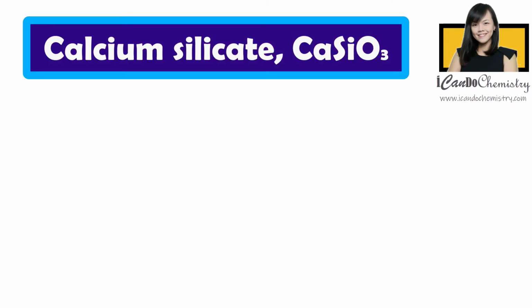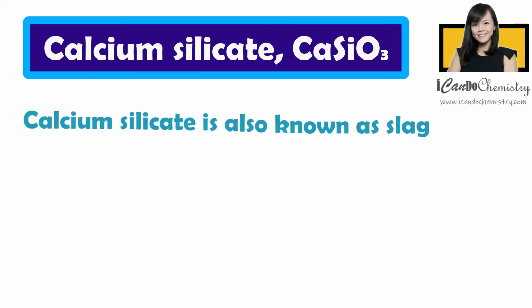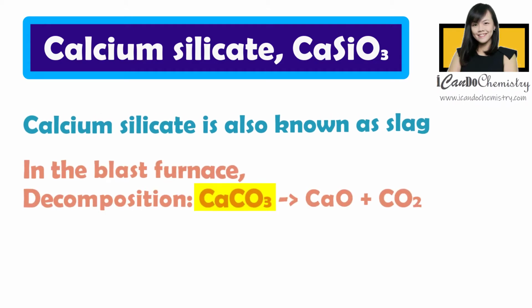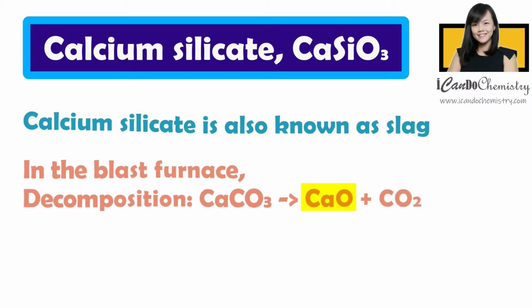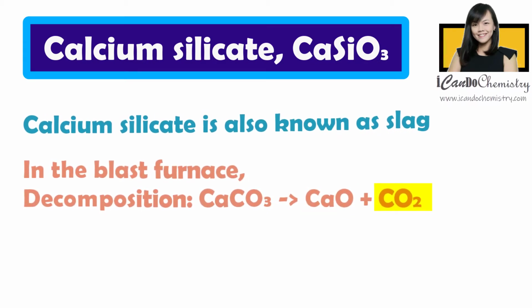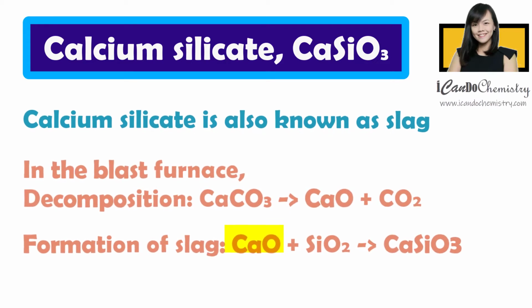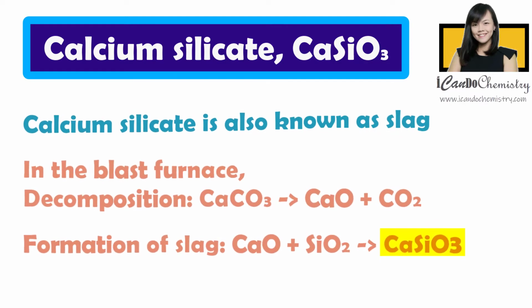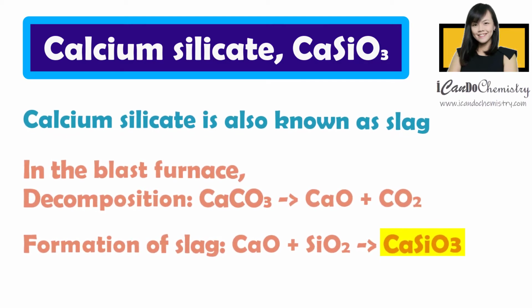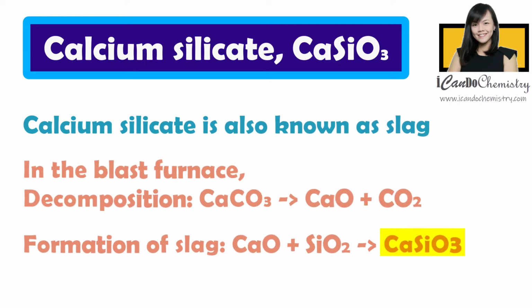Number 28. Calcium silicate. Chemical formula CaSiO3. Other than extraction of iron in the blast furnace, useful products like slag can be formed from the addition of calcium carbonate, which is also known as limestone, which decomposes by heat to form calcium oxide and carbon dioxide. Calcium oxide reacts with the impurity, which is silicon dioxide, to form molten calcium silicate, which is slag. Slag is commonly used in construction.